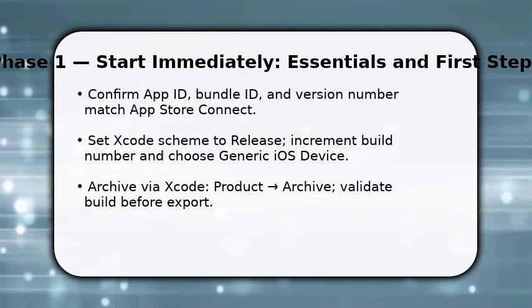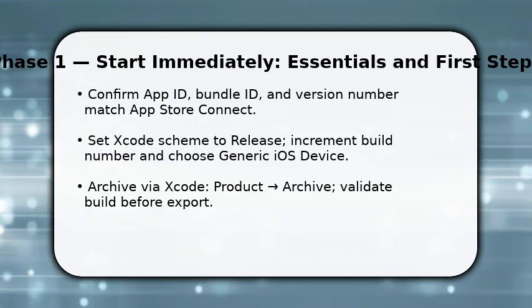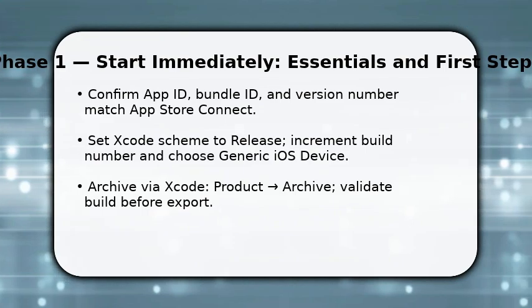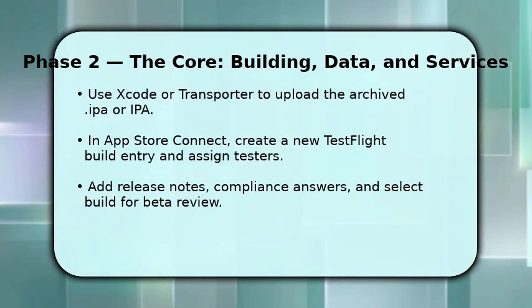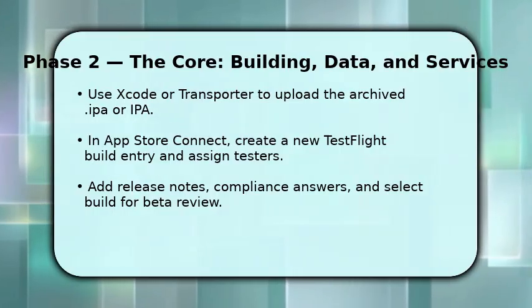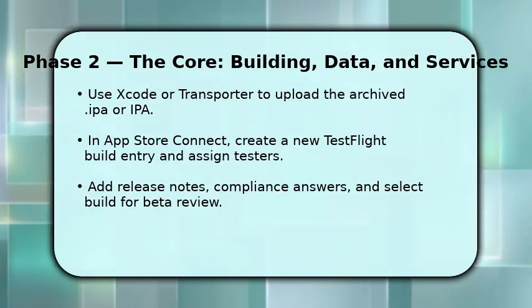If validation passes, export or upload directly. This starts the transfer to App Store Connect, and you'll see progress in Organizer. Once the archive uploads, open App Store Connect to manage the build. You do this because App Store metadata and beta options live there.